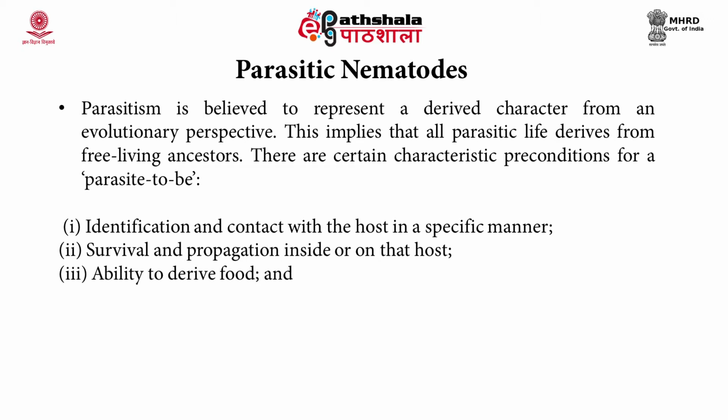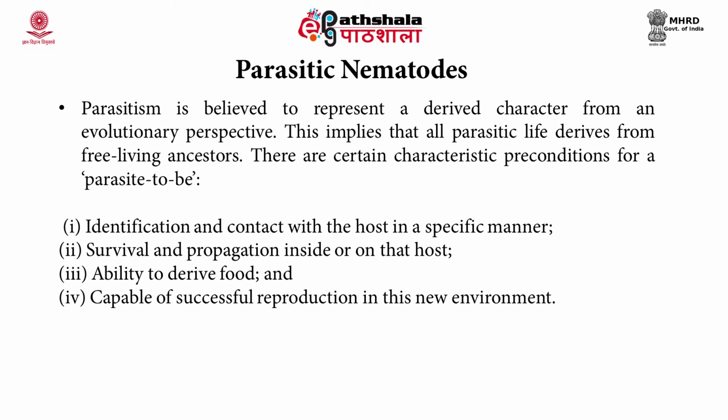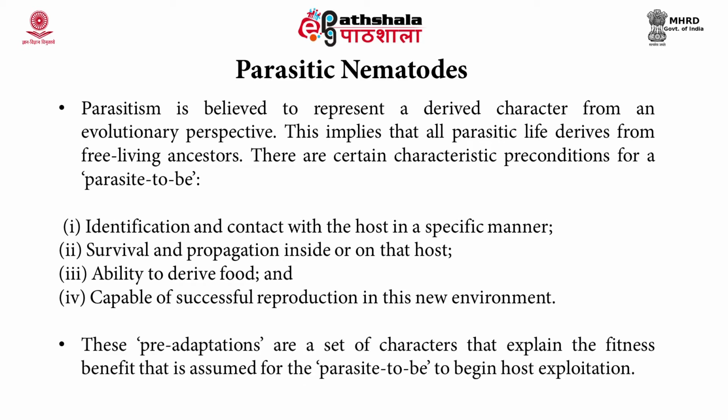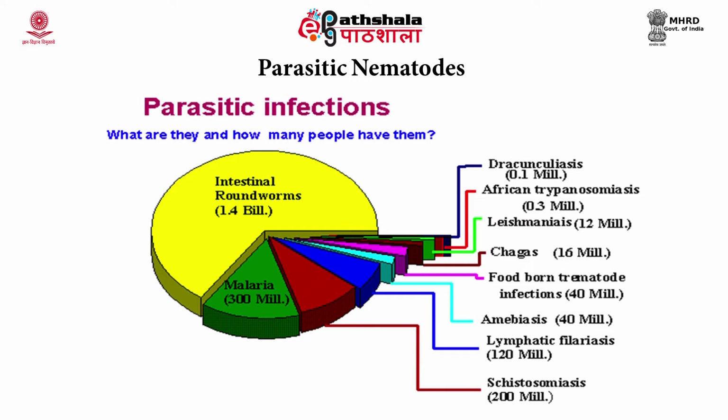Third, ability to derive food, and fourth, capable of successful reproduction in this new environment. These pre-adaptations are a set of characters that explain the fitness benefit that is assumed for the parasite to begin host exploitation. This pie chart shows parasitic infections, how they occur and how many people really are hit by these infections.